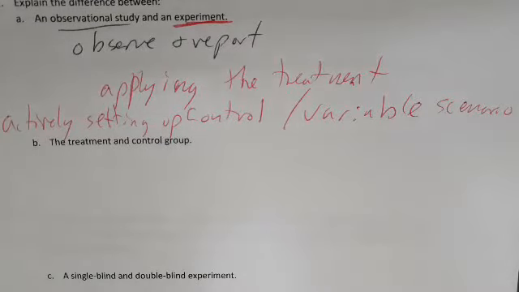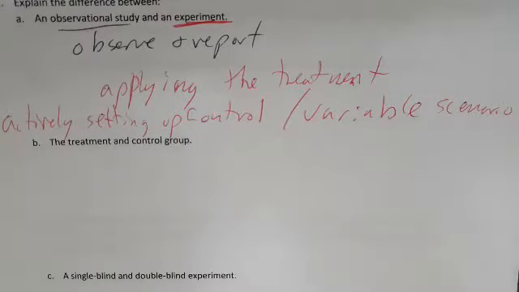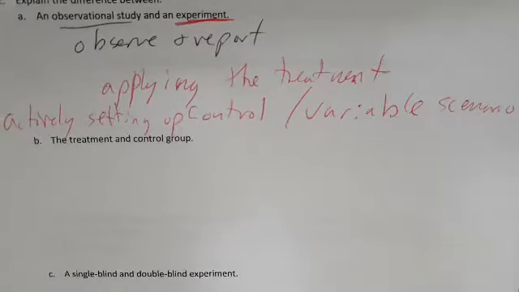Versus if you're just observing and reporting, you get the information that's given to you, right? You can't really do a whole lot beyond what is just happening naturally. So, treatment and control group. The treatment is the one that gets the treatment. The control is the one that doesn't get the treatment. Something along those lines, right?